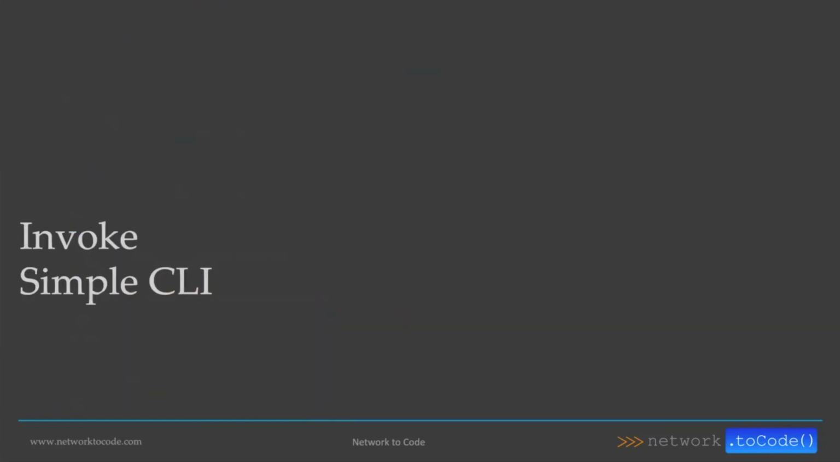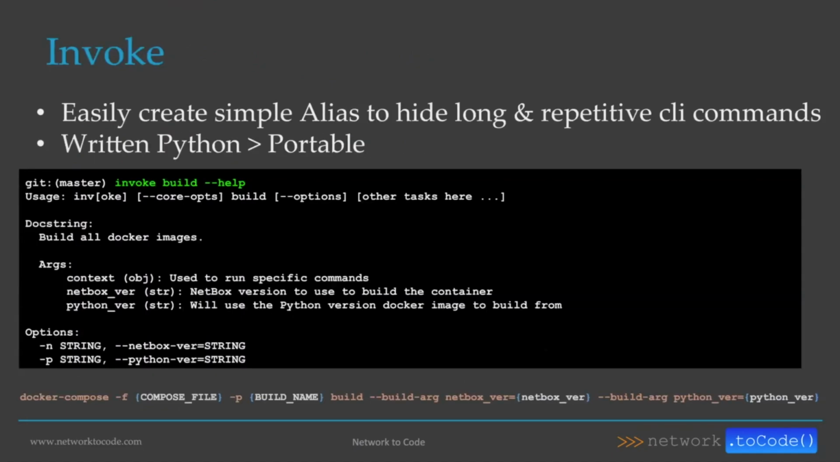Now, why do you need a CLI tool that I call a simple CLI? Because to be fair, a lot of the tools that we talked about, and Docker Compose specifically, are very powerful but tend to create really large and long commands. To make all of that usable, we need a wrapper. We need something that will create aliases and hide long and repetitive CLI commands behind something simple. The tool that I was using for years was Make and Makefile, but we actually started using Invoke now for that.